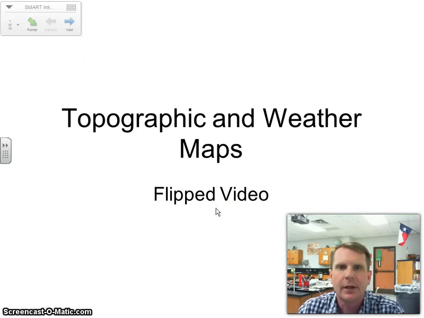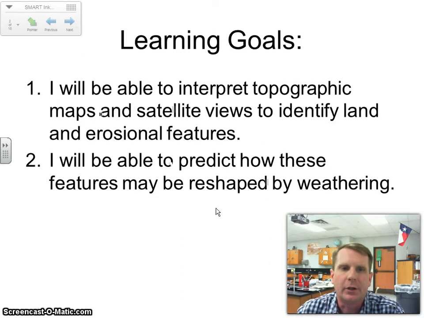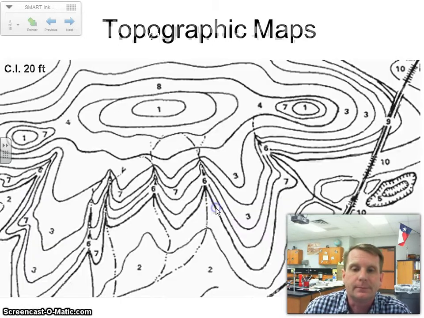Mr. Pierce here. Today I want to talk to you about topographic and weather maps in this video here. What you need to be getting out of this little section is that you should be able to interpret the information on a topographic map, a satellite view, to identify land and erosional features, and you should also be able to predict how these features may be reshaped by weathering.